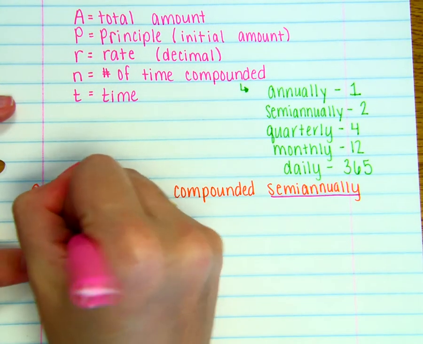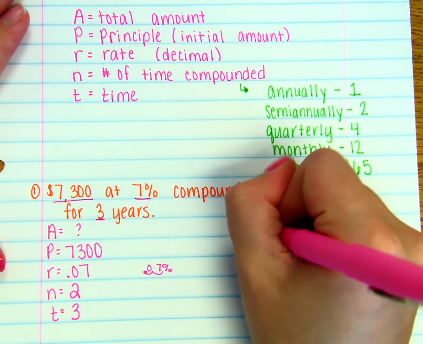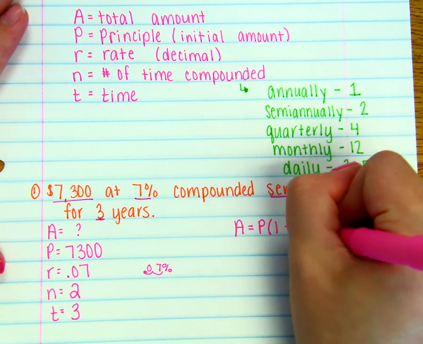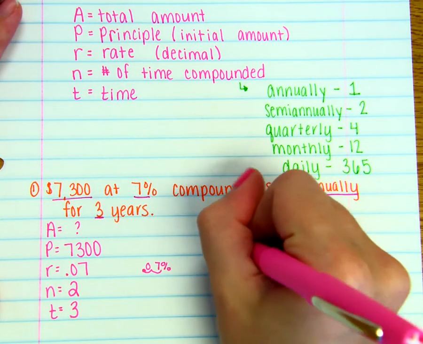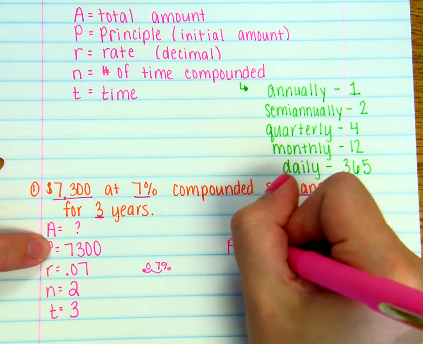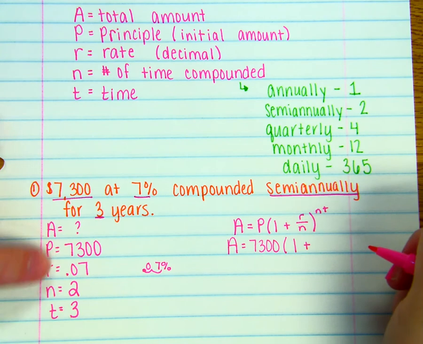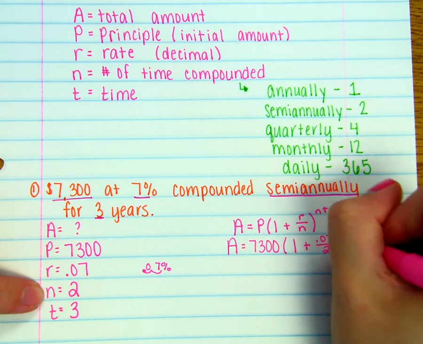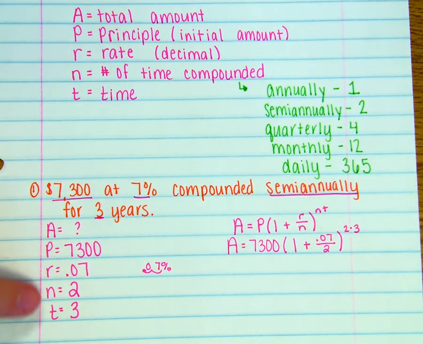We're trying to figure out what this A is right here. So we're going to write our formula. A equals P parentheses 1 plus R divided by N to the NT power. And we're going to plug in the letters that we know. A equals P is 7300 times 1 plus our rate is 0.07 divided by N, which is 2. Close our parentheses, and then up here at the top we have 2 times 3, N times T.